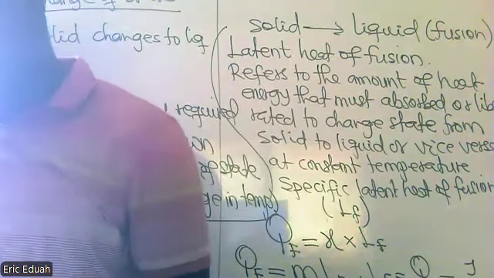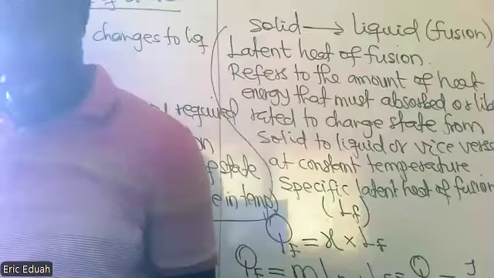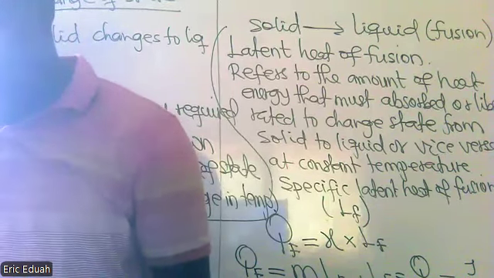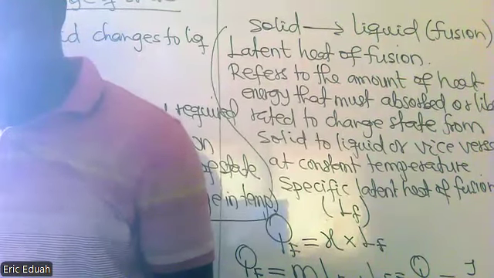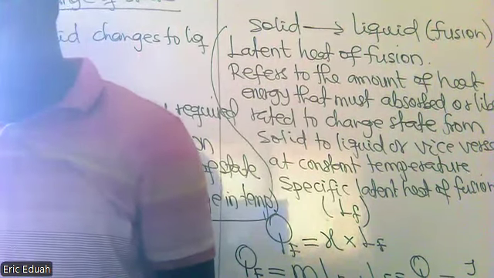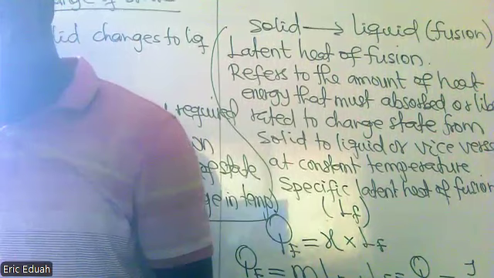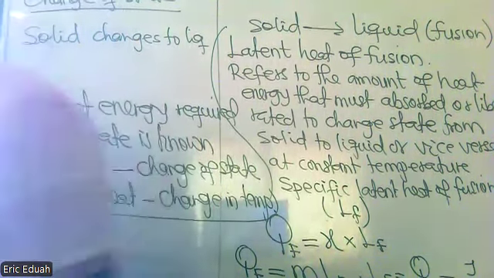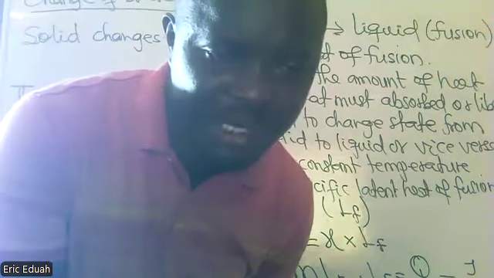The specific latent heat of fusion of ice is 335 kilojoules per kilogram. Okay, the specific latent heat of fusion of ice is 335 kilojoules per kilogram. Please, can somebody tell us what this statement means?